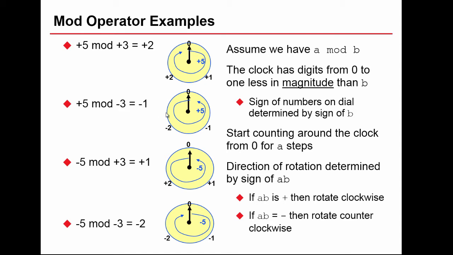So we're going to be going counterclockwise from 0 for 5 steps. So we go 1, 2, 3, 4, 5. Our result is minus 1. Okay, so it's different, not only different in sign, but different in magnitude.